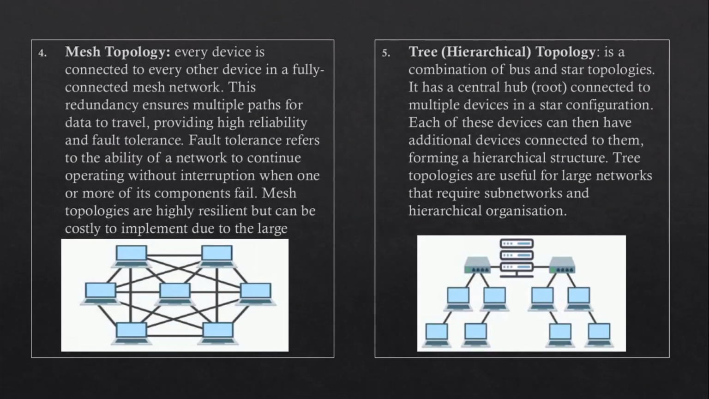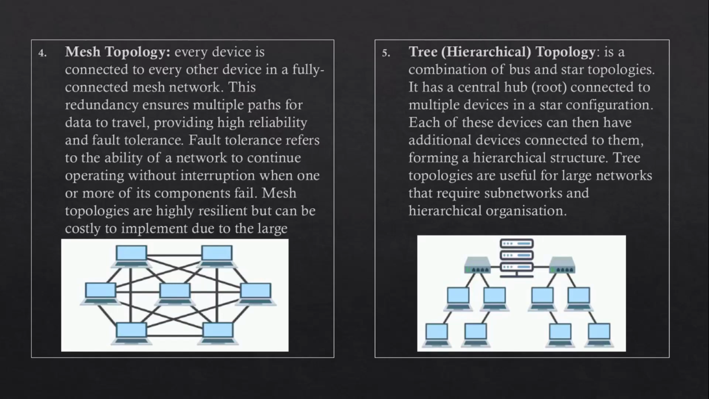Moving to the fourth point, which is mesh topology. Now, with mesh topology, each device is connected to every other device. So there are fully meshed topologies and partially meshed topologies. This one is fault tolerant and has high reliability, so that if one connection is broken, it can still function properly. That's one of the advantages of mesh topology.